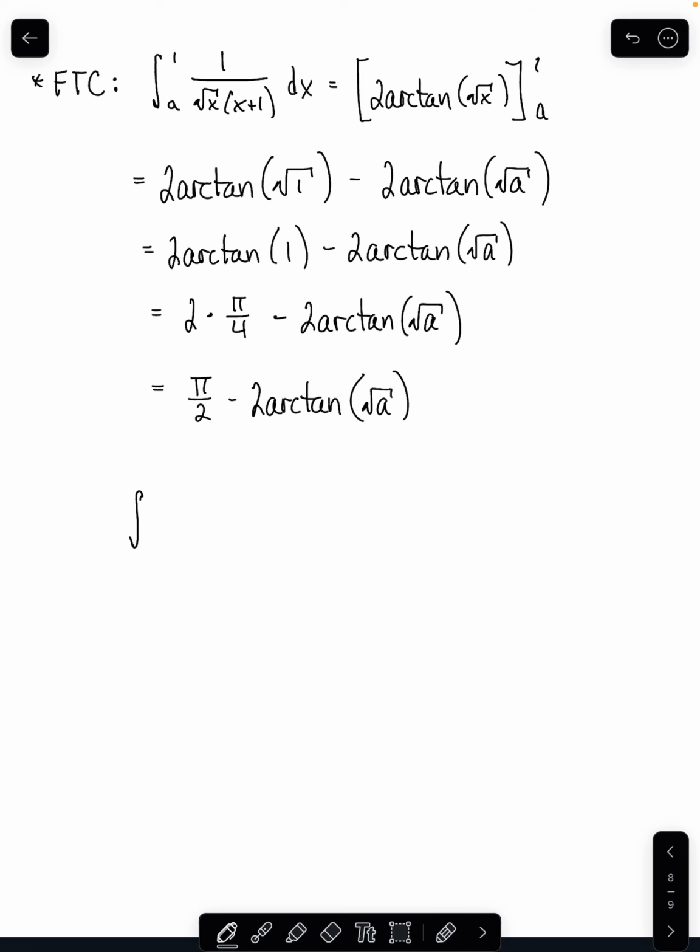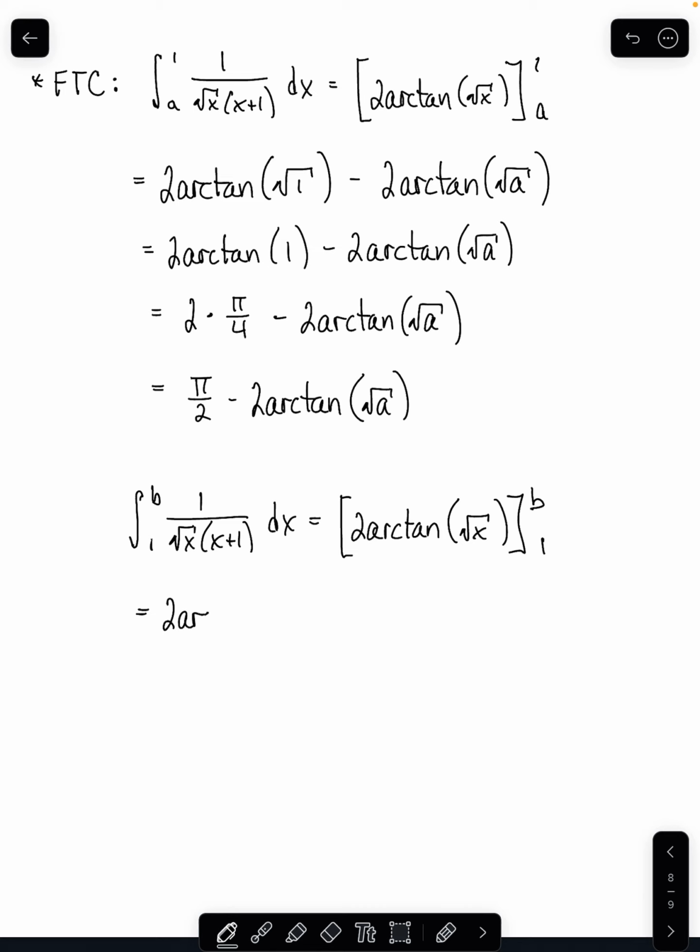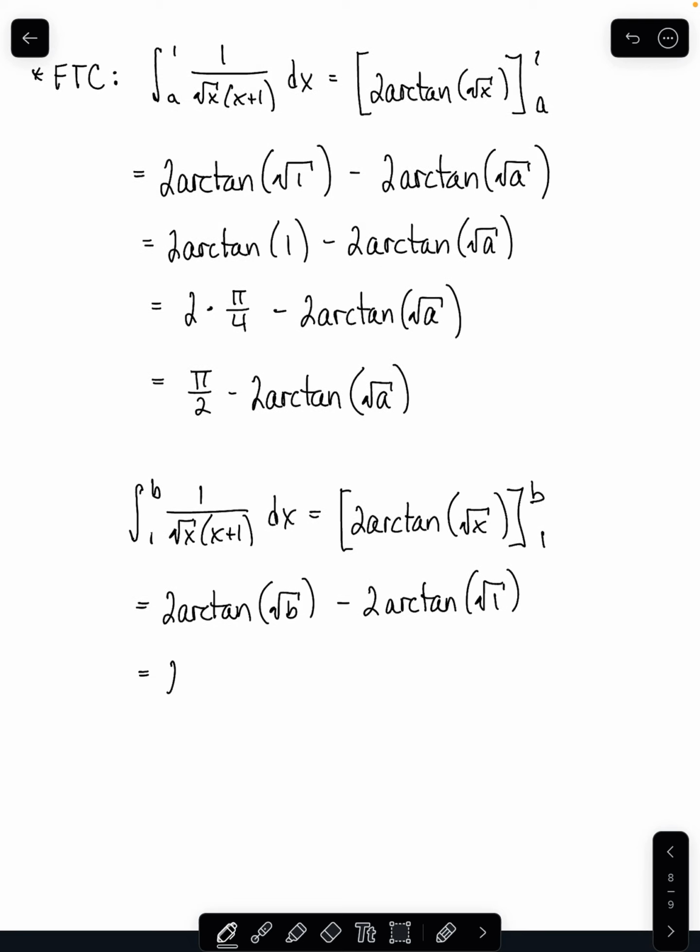Our second integral then was from 1 to b, resulting in 2 times the arctangent of the square root of x evaluated at b minus the evaluation at 1, which gives us 2 times the arctangent of the square root of b minus 2 times the arctangent of the square root of 1, which, as we already saw earlier, simplifies down to pi over 2.